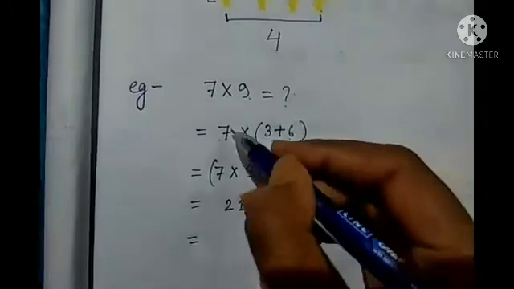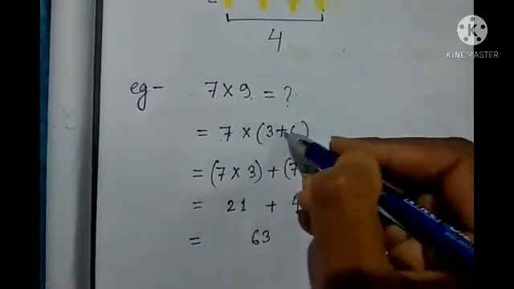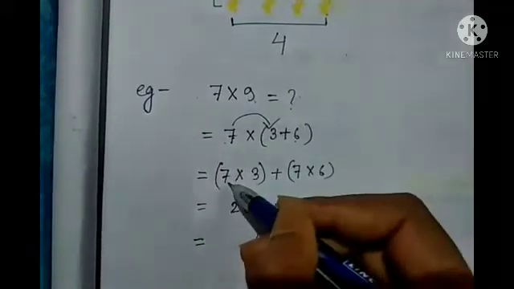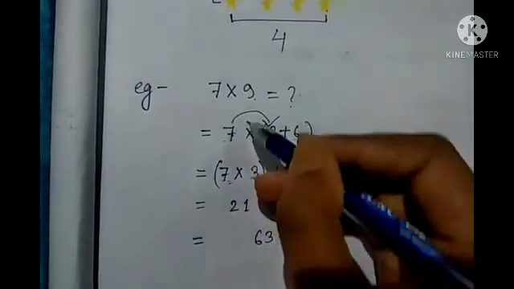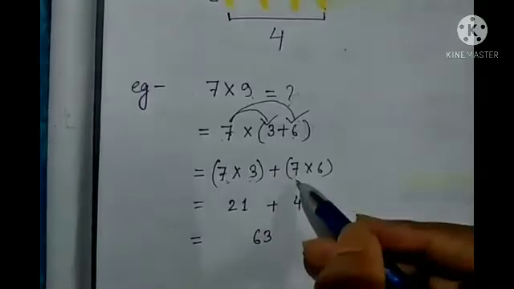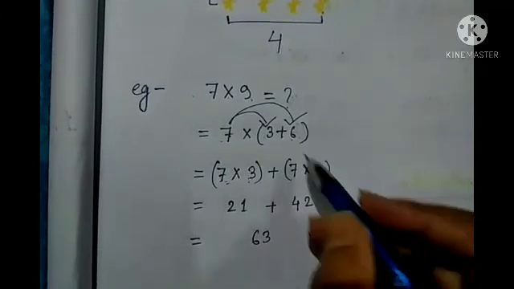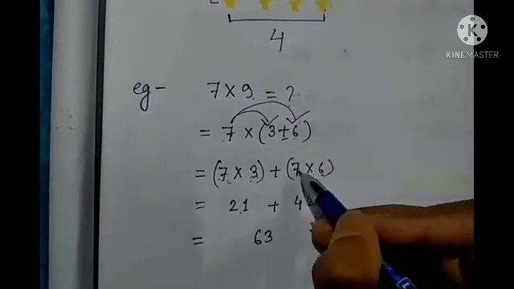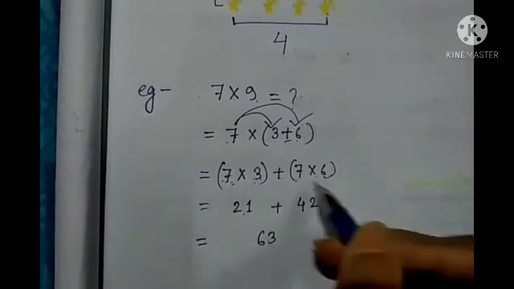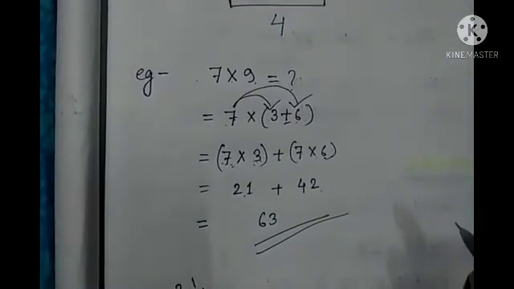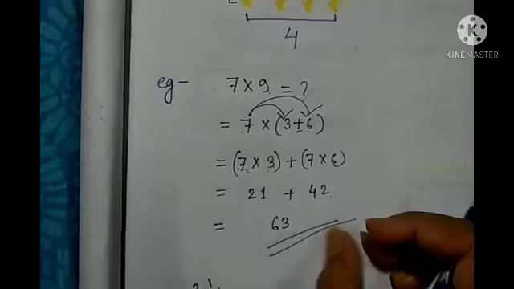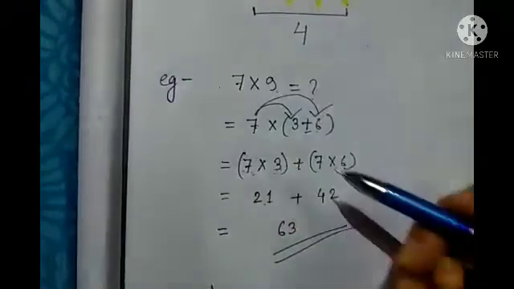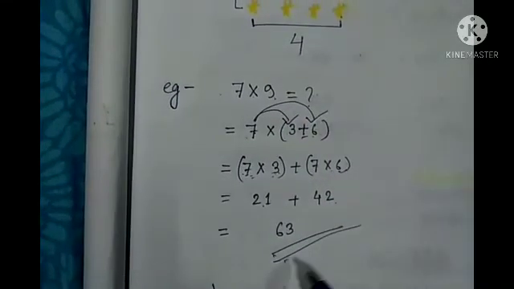Then we have to multiply this 7 with both the numbers, like this one. As you can see here, 7 into 3 and again 7 into 6, and this plus sign we have to give here. Now 7 3s are 21, 7 6s are 42, and if we add these two we'll get 63. So this is how you can find out the products by breaking up the numbers.